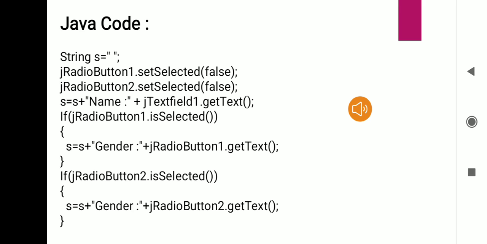But if the radio button corresponding to female is selected, then the if condition corresponding to JRadioButton2 gets executed, and the statement if JRadioButton2.isSelected holds true, which adds the text gender along with the content of the second radio button, which is female, to the variable s. As a result, the variable s will instead hold the value name Apache, gender female.